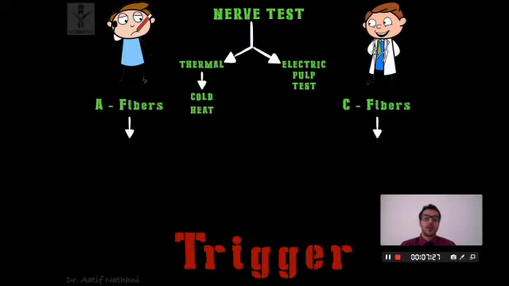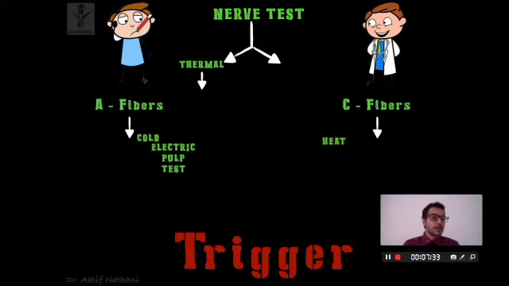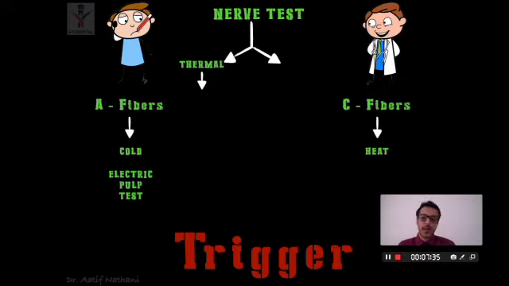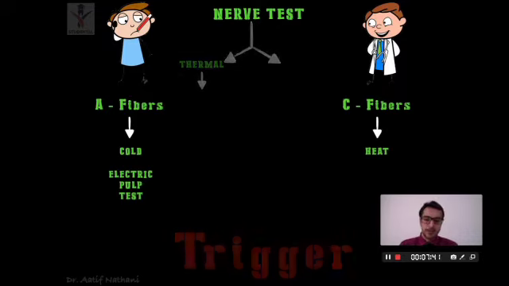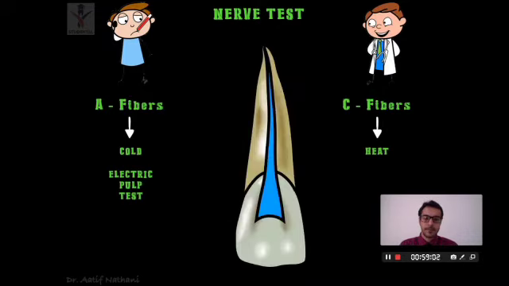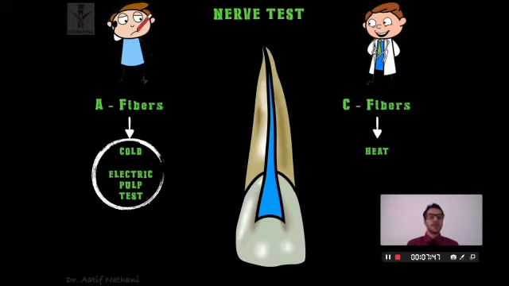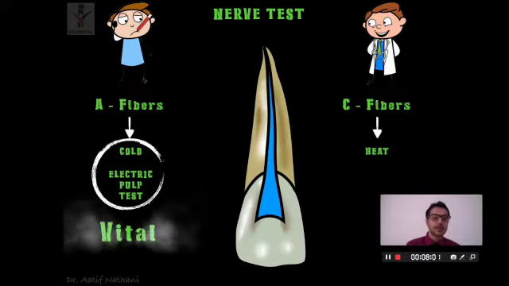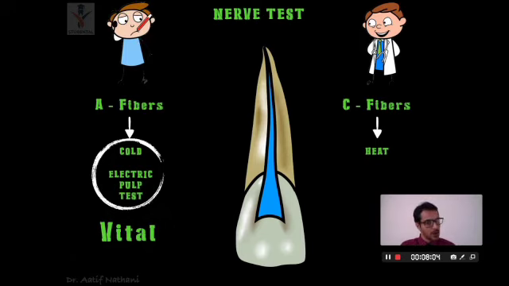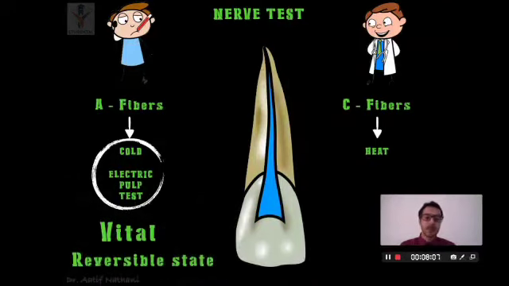Now let us see which test will trigger which fiber. The electric pulp test and the cold test will trigger the A fibers, and the heat test, and only the heat test, will trigger the C fibers. If with the cold test and electric pulp test the response is a good response, and the tooth is responding, that means the A fibers are responding, that means the soldiers are still alive. That means the pulp inside the tooth might be viable and might be in a reversible state.